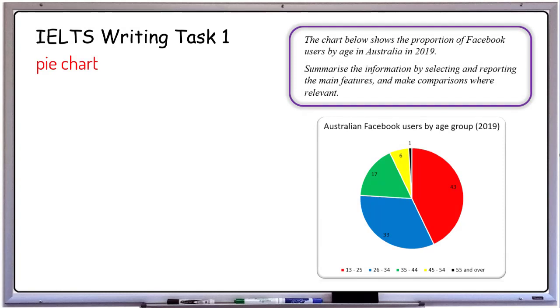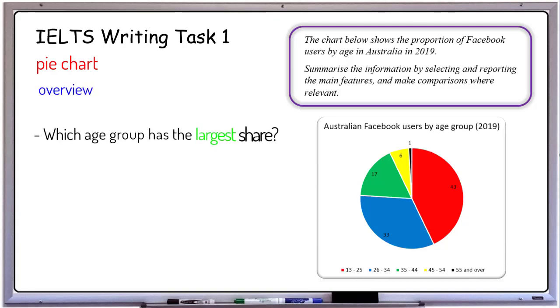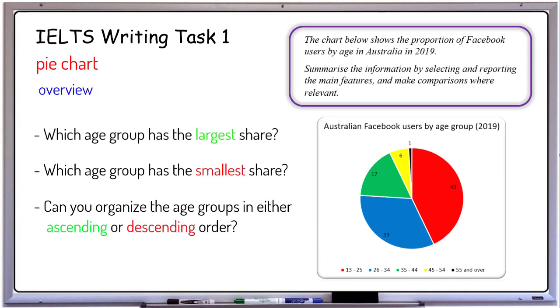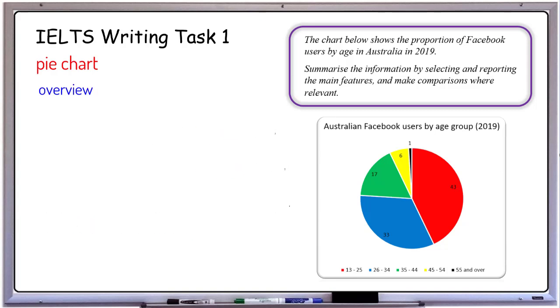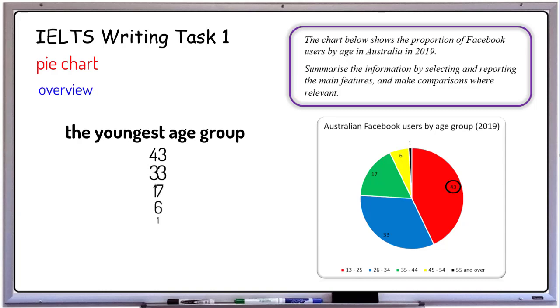While trying to come up with an appropriate overview, ask yourself, which age group has the largest share? Which age group has the smallest share? Can you organize the age groups in either ascending or descending order? In other words, do Australians tend to use Facebook more at older ages, or is it the other way around? As you can see, the youngest age group of Australians used Facebook as much as 43% of the whole, and numbers decreased toward older ages.